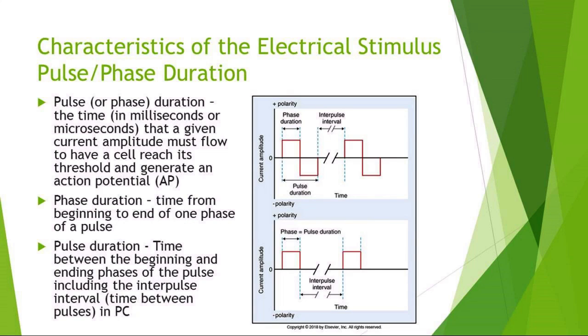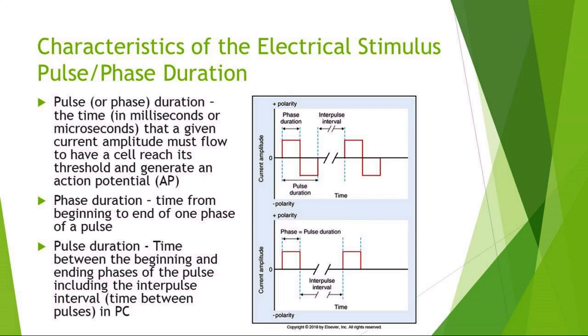So when we're talking about pulse or phase duration, the pulse or phase duration is the time in milliseconds or microseconds that a given current amplitude has to flow to have the cell reach its threshold and generate an action potential. So the phase duration is the time from the beginning to the end of one phase of a pulse. So it's marked out on the graphs here. You can see the phase duration.